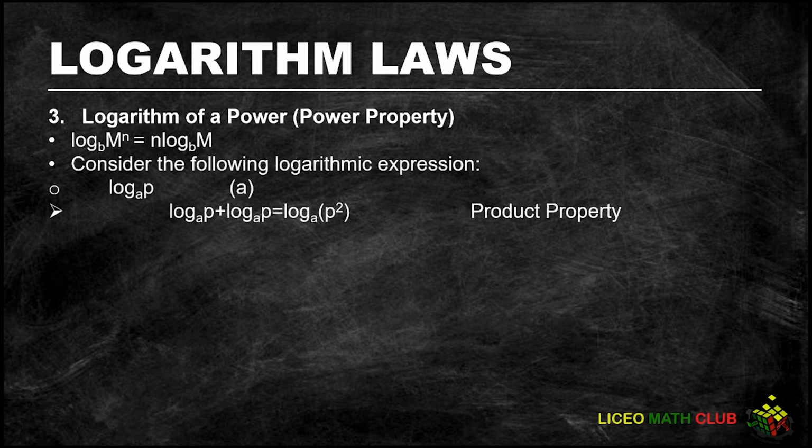Log base a of p plus log base a of p is equal to log base a of p squared, according to the product property. Combining like terms in the left-hand side, we get 2 log base a of p, and it is equal to log base a of p squared. This demonstrates the power property.